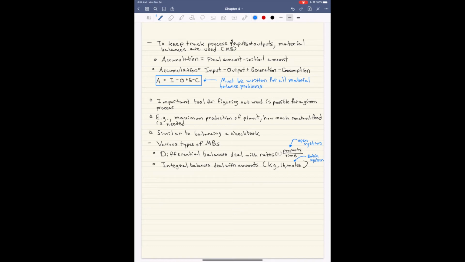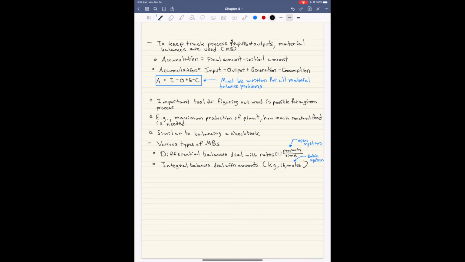So if you're given kilograms per time, that means you're likely dealing with an open system. And if you're just given kilograms, you're likely dealing with a batch system. And so for the open systems, you're going to be using differential material balances, while with the batch system, you're going to be using integral balances. It's not really going to change much about the math, but it is good to have a good understanding of what type of system you're dealing with.